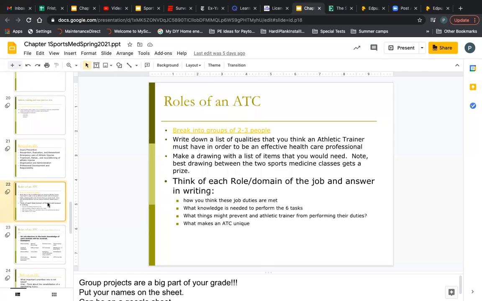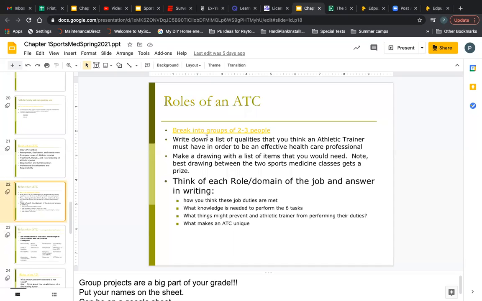So I think this is it here. Okay, you're going to break up into groups of 2 to 3, and I would say no more than 4. This is what I want you to do: write down a list of qualities that you think an athletic trainer must have in order to be an effective healthcare professional. We're not going to do this. We're just going to do the Jenna Zuba article because we're half in class, half out.